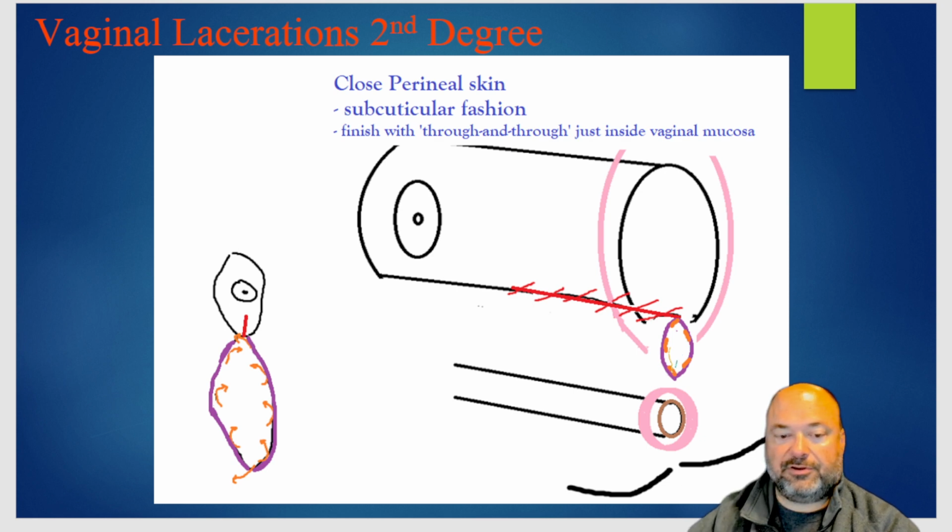So what I typically do for that is when I'm closing perineal body, I pop out right at the apex here, and then it's just a subcuticular type closure just under skin edge, back up to the top. And then to finish this off, I usually will do a through and through, right through vaginal mucosa, just inside the introitus. Again, we'll have some examples of that with the videos.